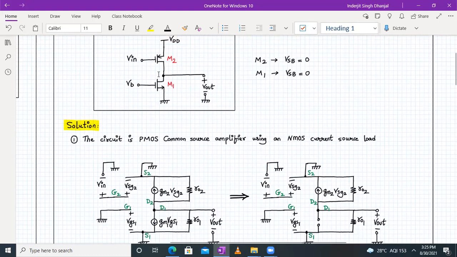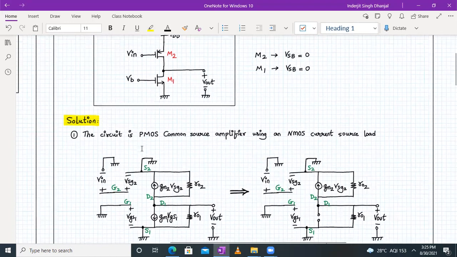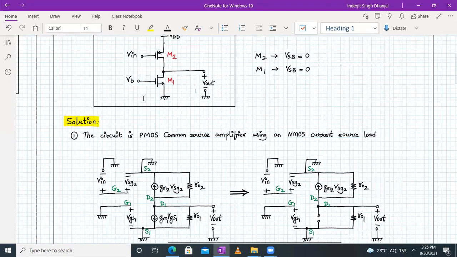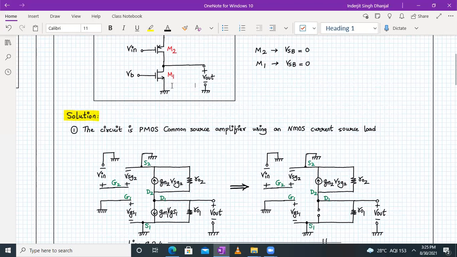So this is how it looks, right? Your VDD will be replaced by ground. So let's start with M1. For M1, we have the gate terminal, which will be connected to ground because VB is a constant value. The source terminal is connected to ground. So source 1 and gate 1 are grounded. And between drain 1 and source 1, we have gm1 times VGS1 in parallel with RO1.